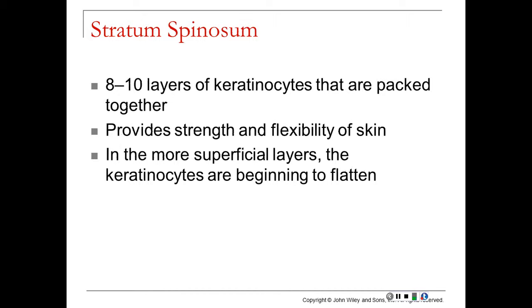The next layer up from the stratum basale is the stratum spinosum. This is roughly 8 to 10 layers thick. They're densely packed together. This is providing strength and flexibility. In the more superficial layers of the stratum spinosum, the keratinocytes are beginning to flatten. This is also where the keratin protein begins to build up inside of these living cells.